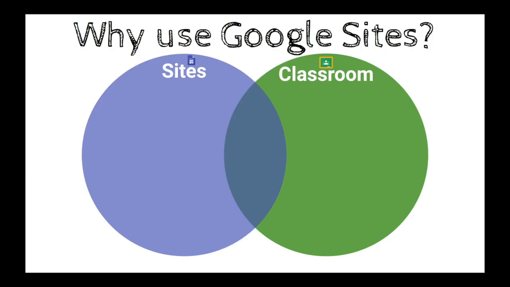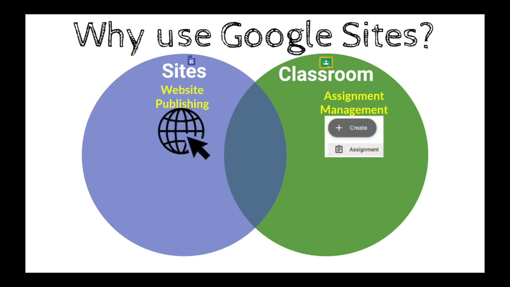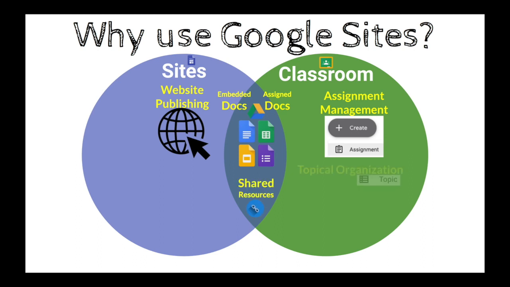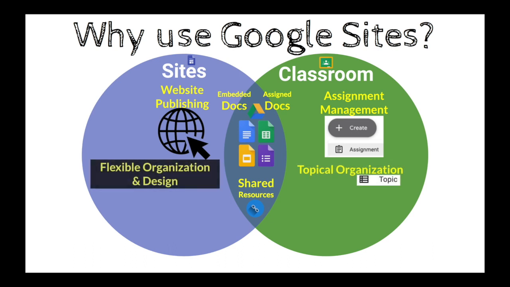9. So why use Google Sites rather than just Google Classroom? Let's compare. Google Classroom's primary function is assignment management, while Google Sites is website publishing. Both Google Sites and Google Classroom use Google Drive. Google Classroom can assign docs, while Google Sites, usually you will embed docs on the website. Both enable you to share resources. In Google Classroom, you use topics to organize, and in Google Sites, you have much more flexible organization and design.